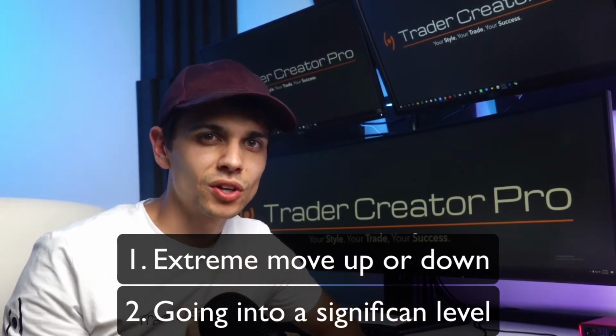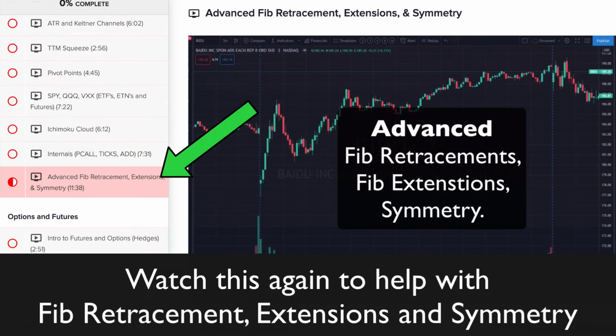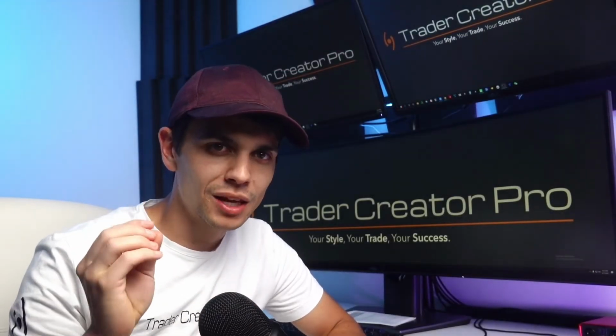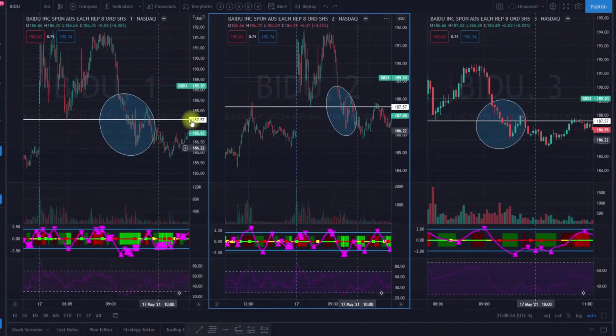This can be done by looking at price action, daily moving averages, using Fibonacci retracement or symmetry. The better the support or resistance area, the more conviction that can be added to the trade. Let's go over some examples. First, we have Baidu here.